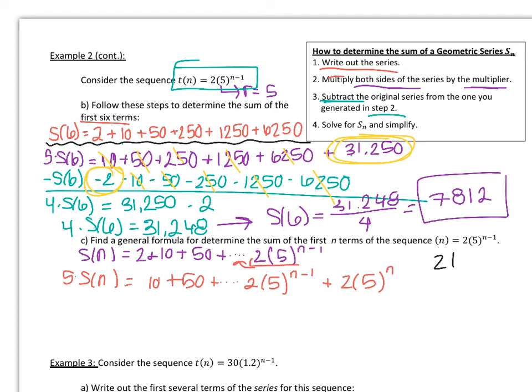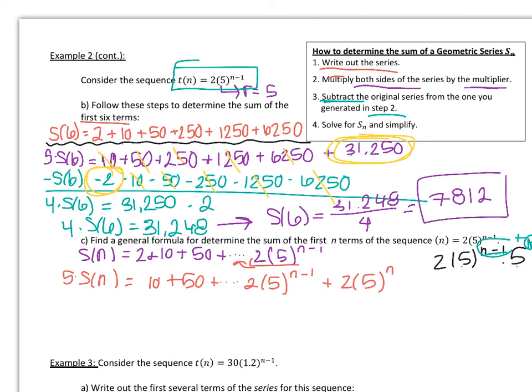2 times 5 to the n minus 1, when I multiply that times 5, think about when we take numbers that have exponents, the same base raised to different powers, think about what we do with those 2 powers. Hopefully you're thinking we add. Well, remember, this is really 5 to the first. So when I do 5 to the n minus 1 times 5 to the first, I really just take n minus 1 and add 1 to it. So n minus 1 plus 1 is just n. So that's why this last term is 2 times 5 to the n.